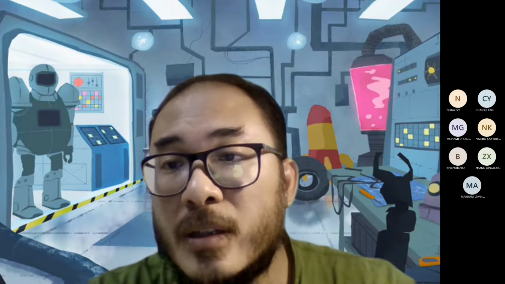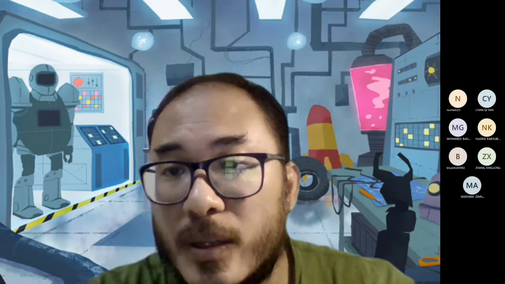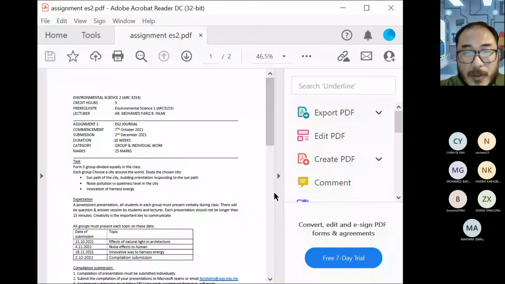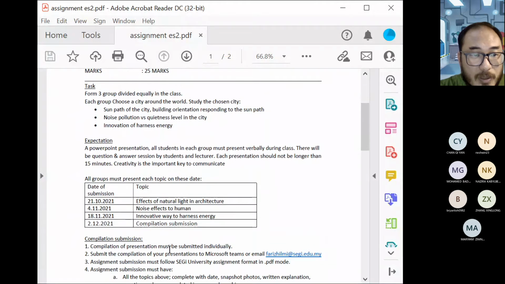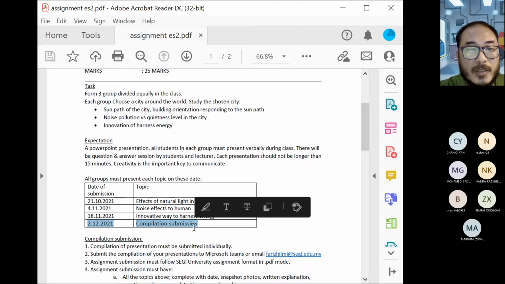For the noise one, we need to pick an event and compare the sound from normal days and the event. One is general everyday, and one maybe a festival or event, because it would be very different in terms of pollution. Let me share this again. Here is the 2nd of December compilation submission.